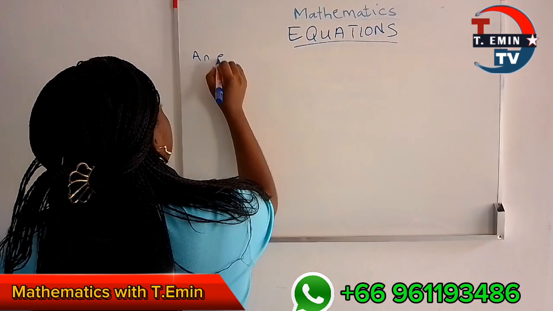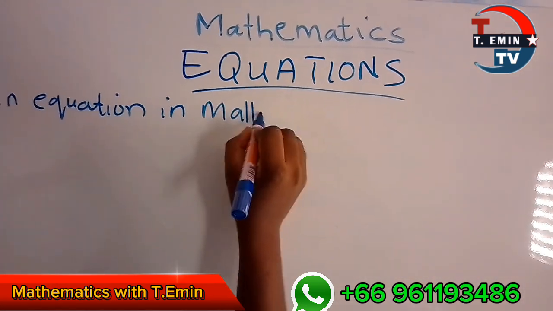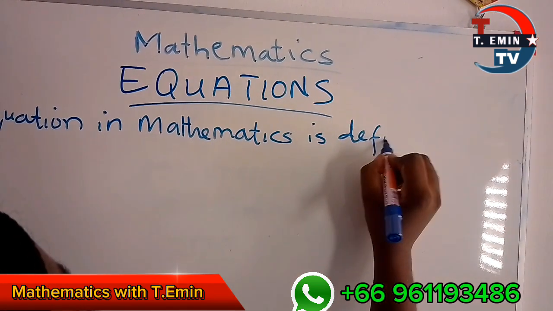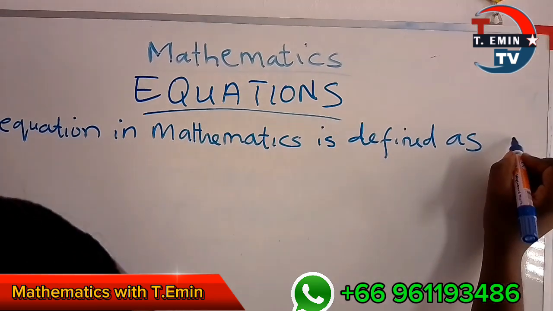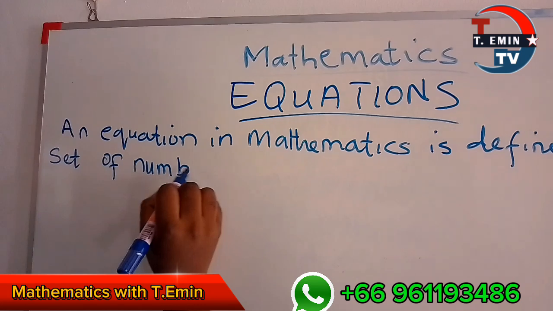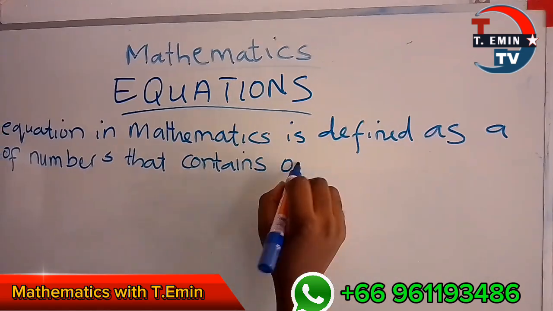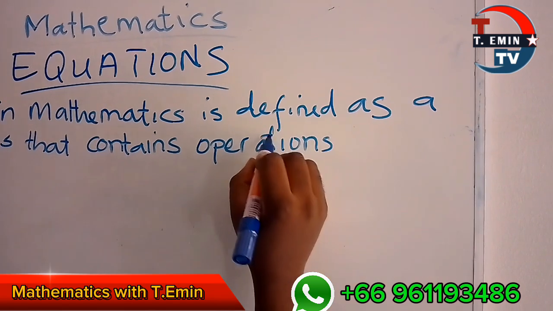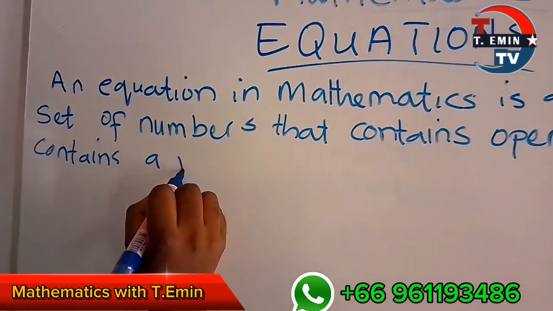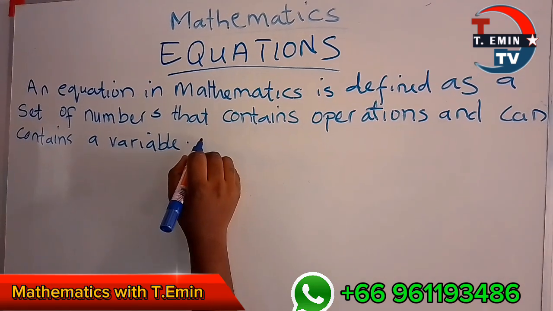An equation in mathematics is defined as a set of numbers that contains operations and contains a variable. Equations are used to solve for this unknown.